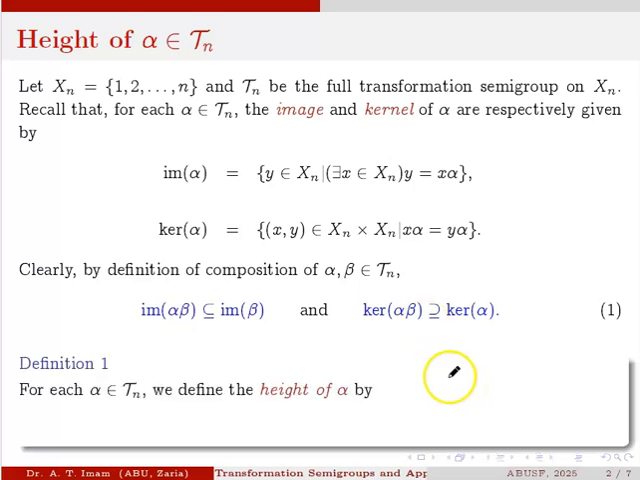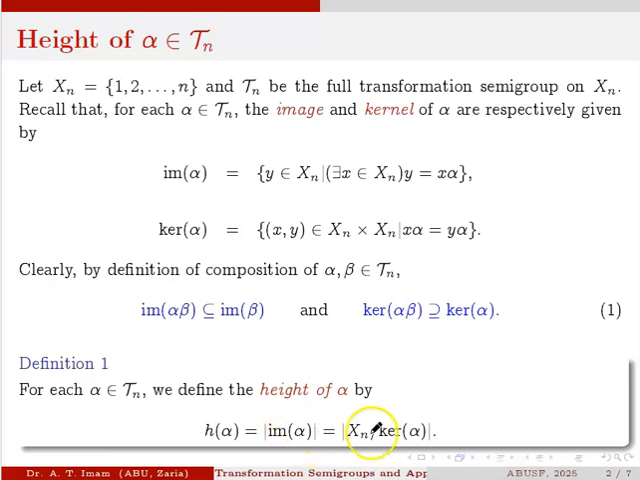So we define the concept of height of alpha. Now, given a finite full transformation alpha in Tn, the height of alpha is defined to be the cardinality of the image set. It is denoted by h alpha. So this is an integer associated with every alpha in Tn, and it is called the height of alpha, and it's nothing but the number of elements in the image set of alpha.